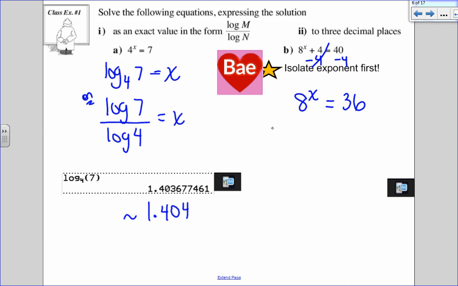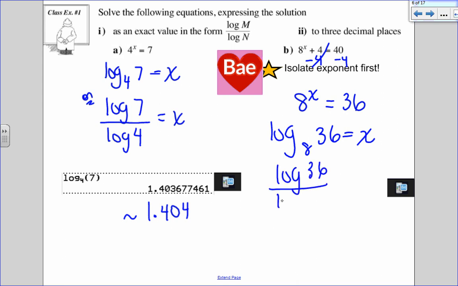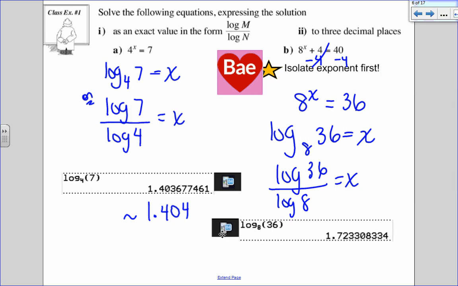So let's switch to log form using base answer equals the exponent. I can write it that way, or log of the argument divided by log of the base equals x. So that's my exact value. If I wanted to know what my approximate value is, I just put that into my calculator, and to 3 decimal places, it would be approximately 1.723.